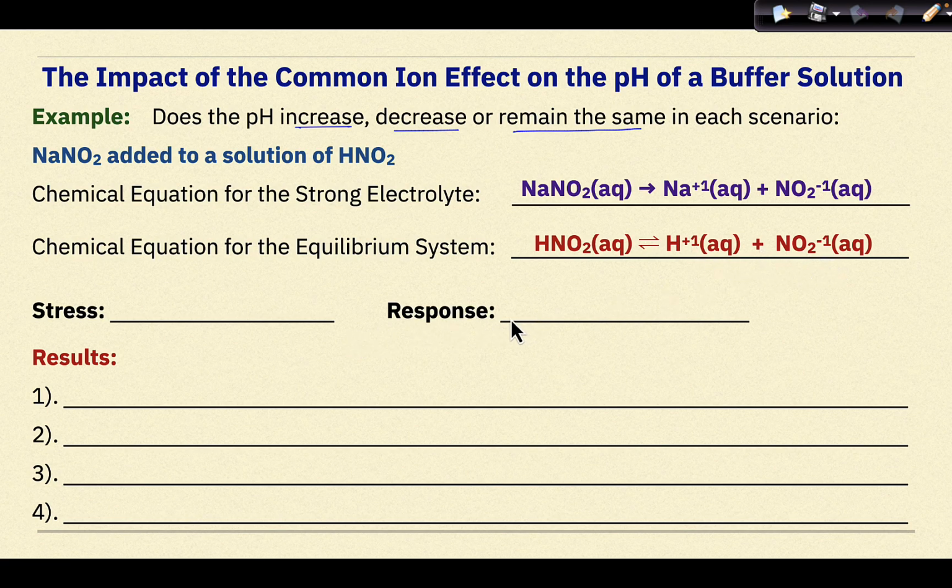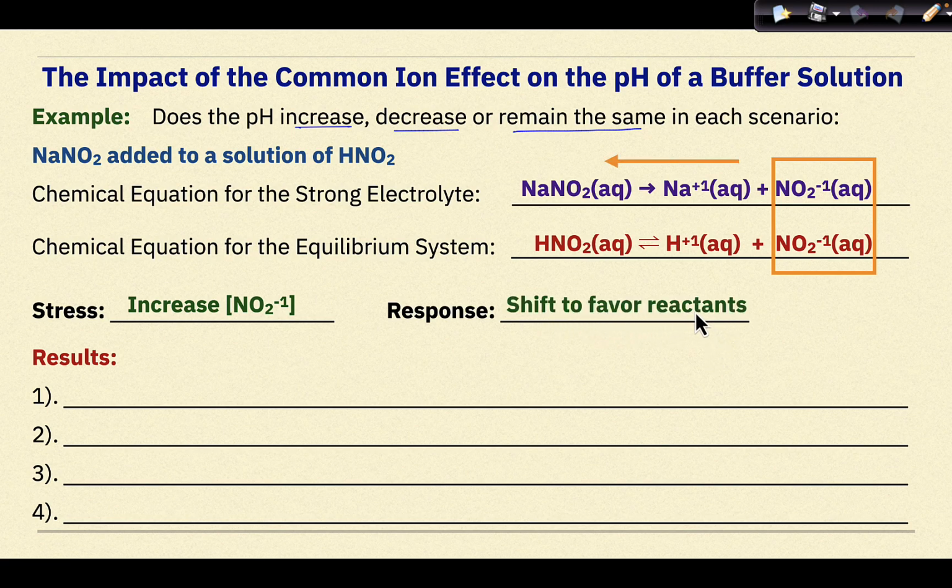The stress on the system here is the increase in the NO2-1 concentration. That is because NO2-1 is a common ion shared between the two systems. The response to this stress is a shift to favor reactants. As a result of this stress, there's going to be a decrease in the concentration of hydrogen ions due to an increase in the nitrite ions as a common ion. So the H+1 ions will be consumed to form the weak acid HNO2, and the concentration of our H+1 ions will decrease.